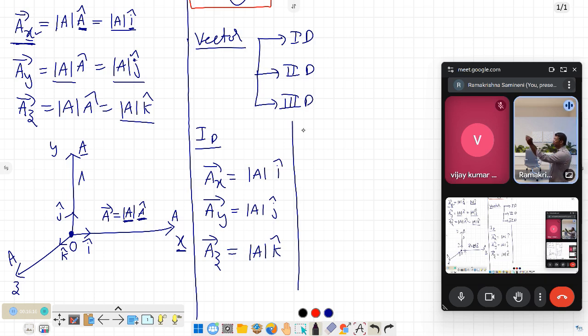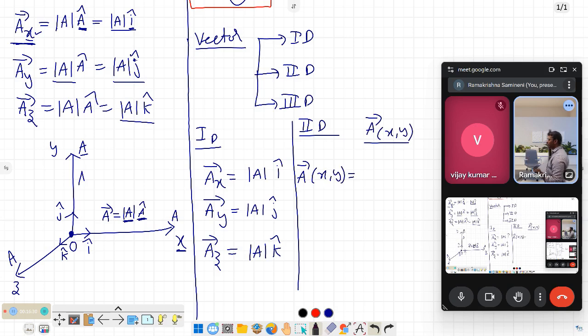Next, two dimension vector. How to represent the two dimension vector? If A is the vector, you have to express the two dimension vector with x comma y. Like this, you have to express A of x comma y. This is called two dimension vector. Now this is the combination of two directions. That means if you take in the coordinate system here, this is the way the vector.